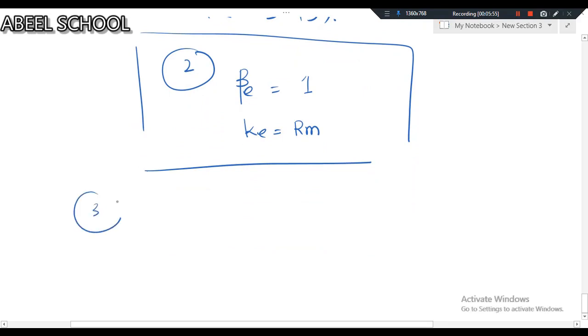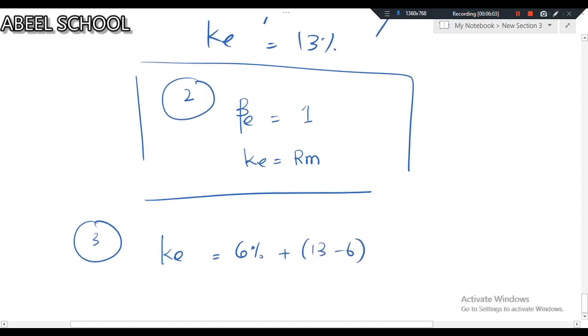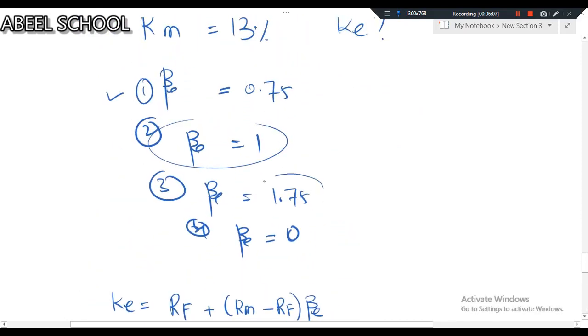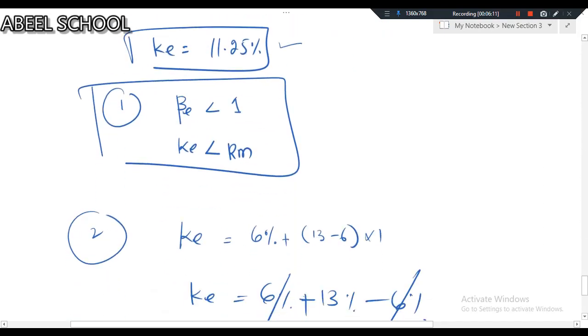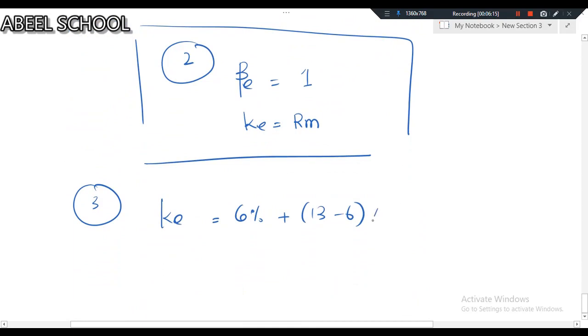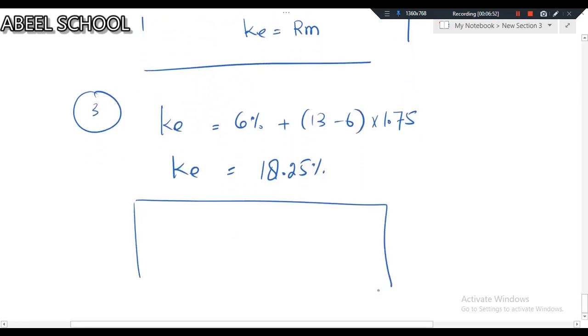Now let's go for third requirement. K is equal to RF is 6% plus (13 minus 6). Let me check what is beta equity. Dear student, in point number 3, the beta equity is 1.75. Let me multiply this with 1.75. Let me check what I'm getting. I'm getting 18.25%. Now you can see that right now investors, shareholders, they are demanding a return even more than the market return. Why is it happening? Let me discuss third finding.